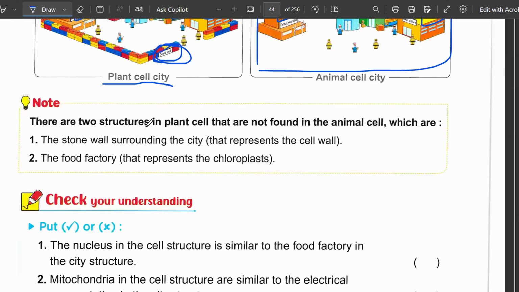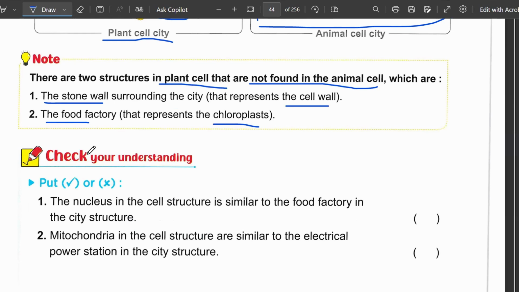Please pay attention to this note. There are two structures in plant cell that are not found in the animal cell. Actually, we learned that in the last lesson, which are the stone wall, called cell wall, found in the plant cell only, and the food factory, called chloroplasts in the cell, which is found in the plant cell only.